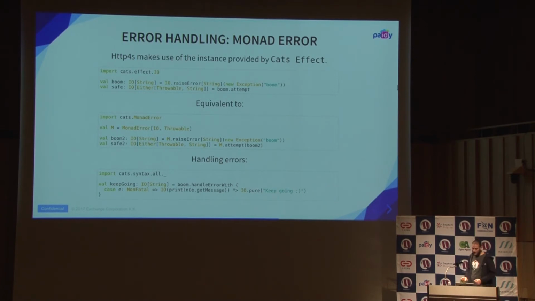And one pretty common way to handle errors is using handleErrorWith. It gives you the power to actually map your business error cases into whatever. Like for example, I define a keepGoing, where I don't care about any non-fatal errors. I just want to log that something failed, and I just say, okay, keep going. I don't care about this failure. So you can do that.